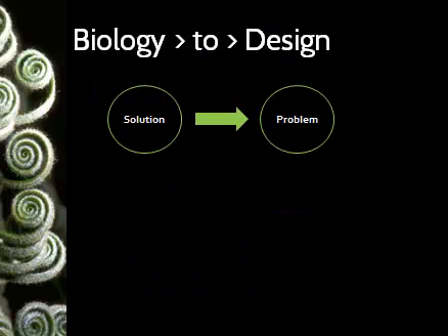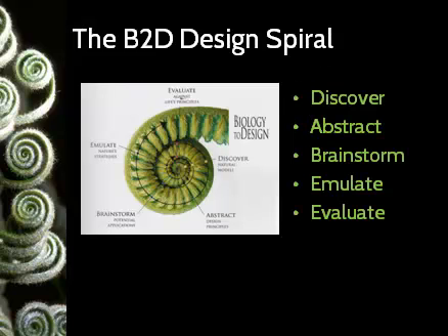So remember, the Biology to Design spiral is used when you're in sort of an inspired, inventive mode. So you see a solution somewhere in biology that inspires you, and you use biology to design to come up with a problem to be solved, and of course, a solution to that problem based on your inspiration. The steps in the Biology to Design spiral are, as you see in this spiral here: discover, abstract, brainstorm, emulate, and then evaluate. And we'll talk briefly about each of those.